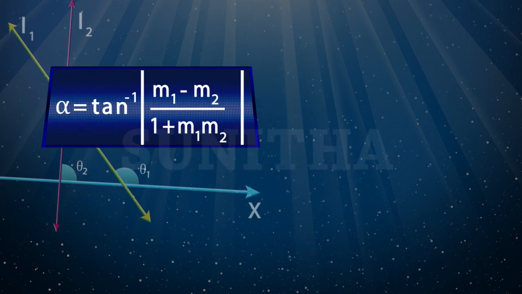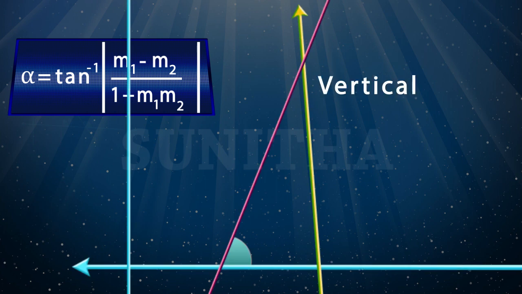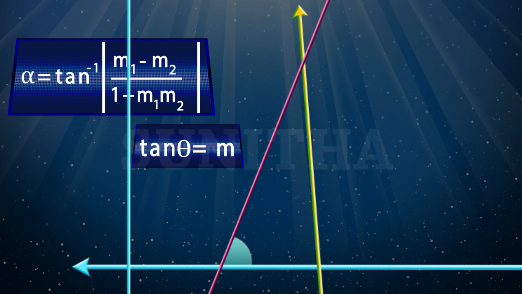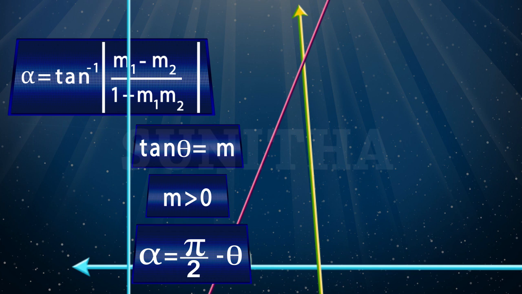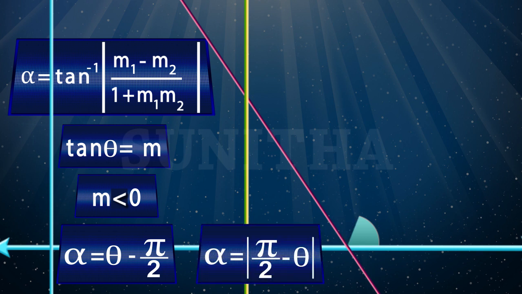This formula is valid when the slopes of both lines are defined. If one of the lines is vertical and the slope of the other is tan theta equals m, then for m greater than 0, alpha equals pi upon 2 minus theta, and for m less than 0, alpha equals theta minus pi upon 2. Thus alpha equals mod of (pi upon 2 minus theta).